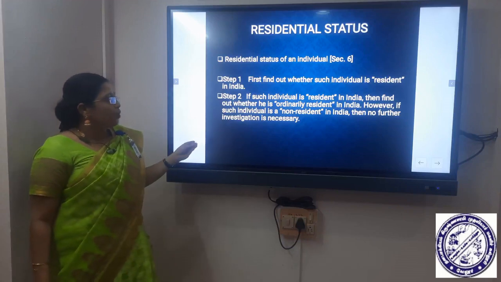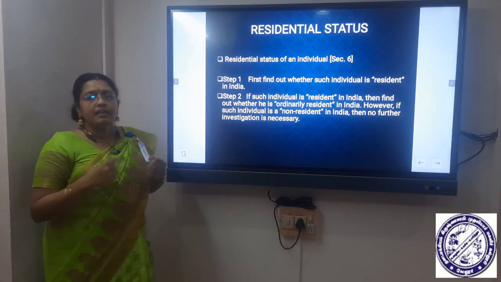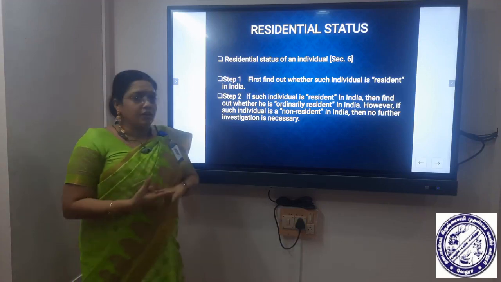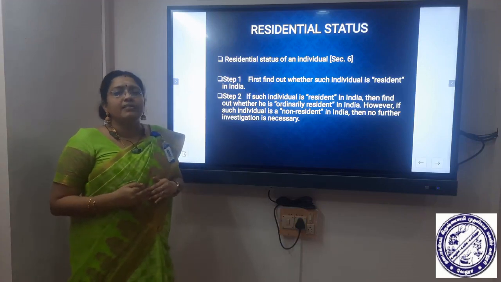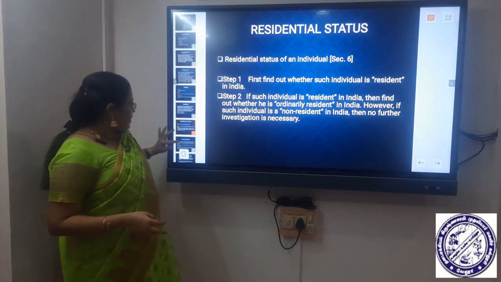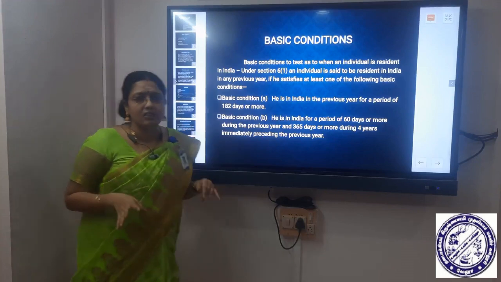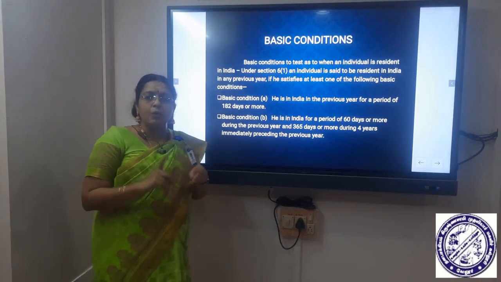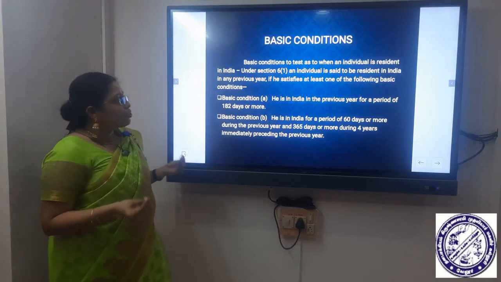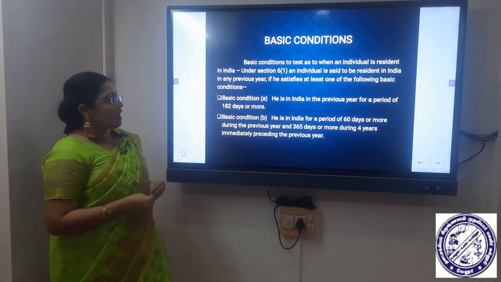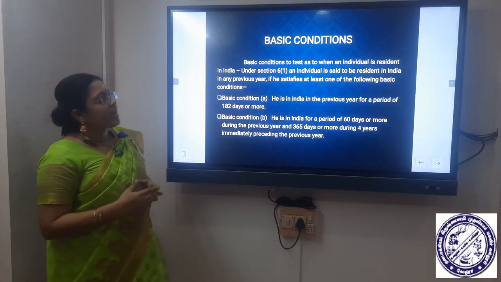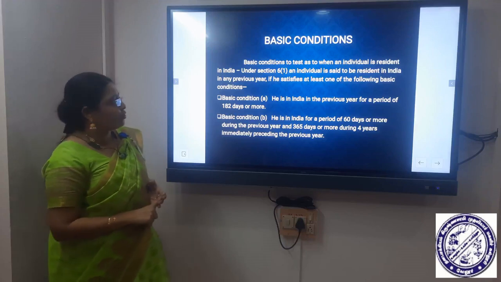First step, they have to know who is a resident. If we get the status of resident, they will go for ordinary resident or not ordinary resident. And the third category is non-resident. Before that, they have to know the conditions. They have to fulfill two conditions: one is the basic condition, another is the additional conditions. So what is the basic condition? To test whether an individual is resident in India under section 6(1), an individual is said to be a resident of India in any previous year if he satisfies any one of the basic conditions.